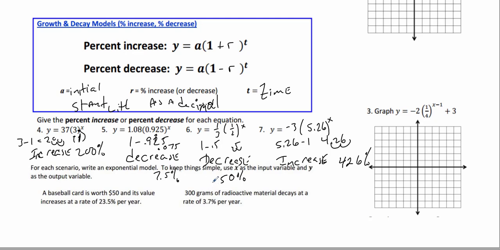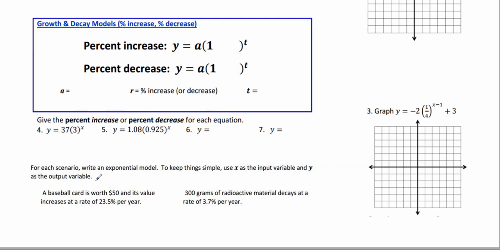Let's do the 2 word problems and let's be done. For each scenario, write an exponential model. Basically, I want to write it in y equals a b to the x, and we're going to use x and y. You can technically use different ones, but I'm telling you right now, use x and y. A baseball card is worth $50, and its value increases at a rate of 23.5% per year.